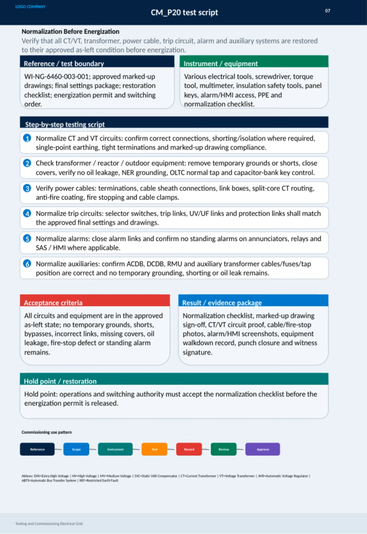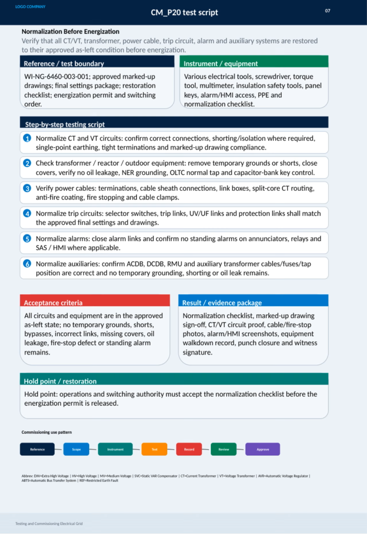Power cables must be thoroughly inspected, including terminations, sheath connections, link boxes, and fire-stopping measures. Trip circuits and alarms require normalization too, ensuring selector switches, links, and alarm statuses match the approved final settings without any standing alarms. Auxiliary systems, including ACDB, DCDB, and auxiliary transformers, must also be checked for proper cable and fuse conditions without any temporary grounding or leaks.